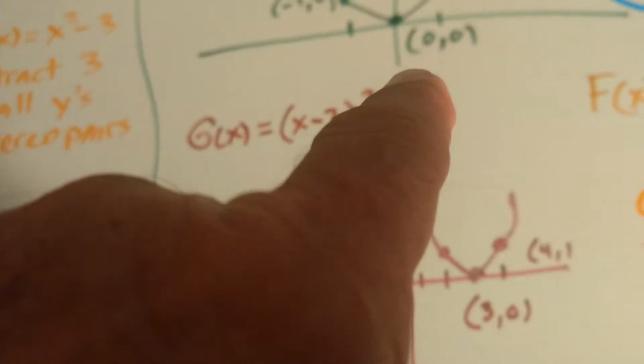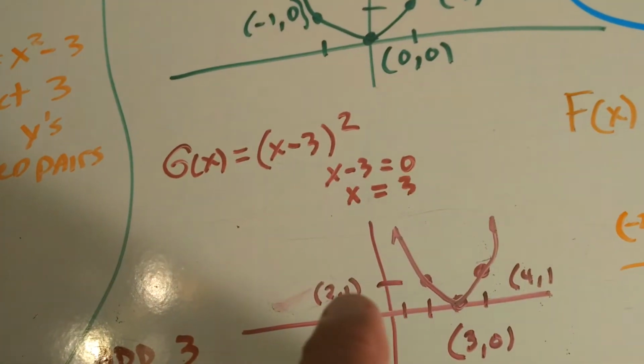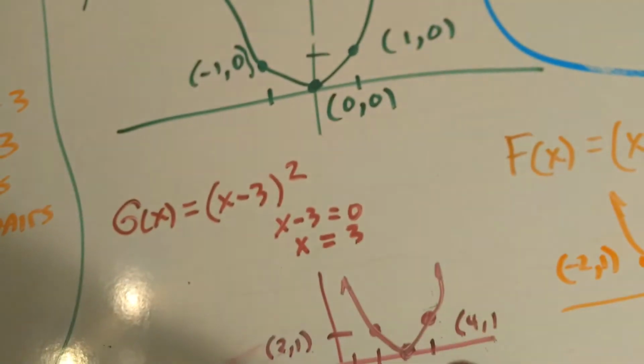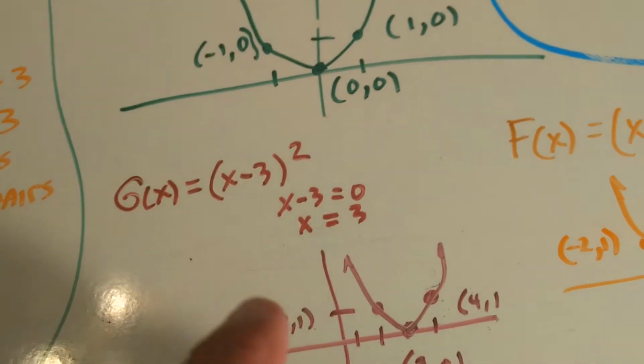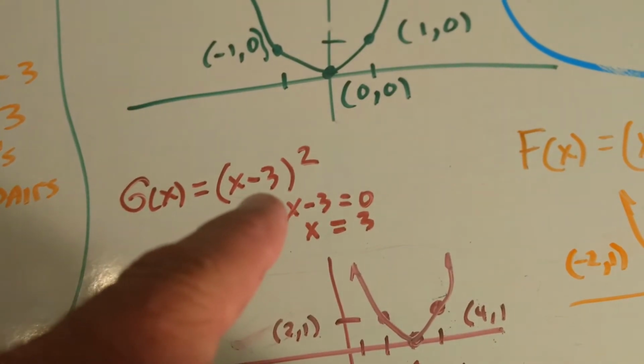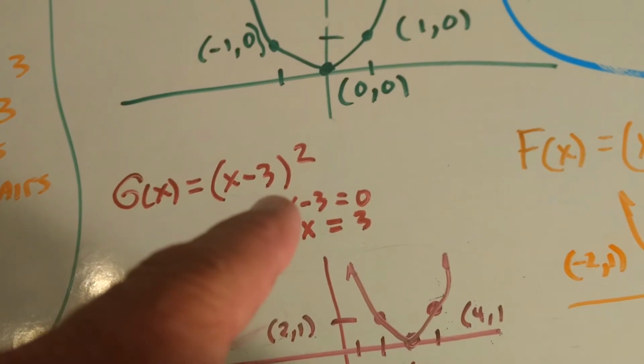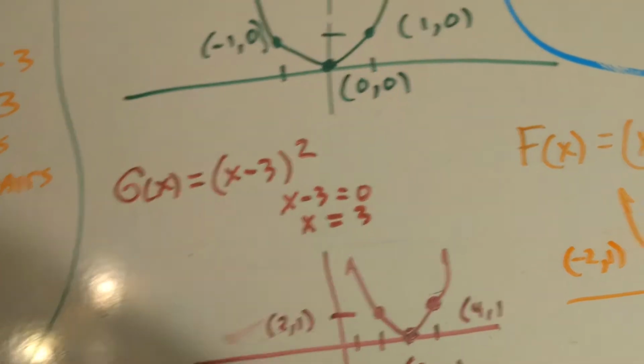So what we do is we add 3 here, we get (3, 0). We add 3 here, we get (2, 1). And we add 3 here, and we get (4, 1). So in a horizontal shift, we're going to do the opposite of what's here, and we're going to add or subtract that number to x in the ordered pairs.